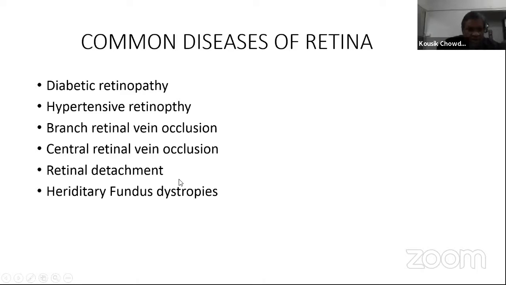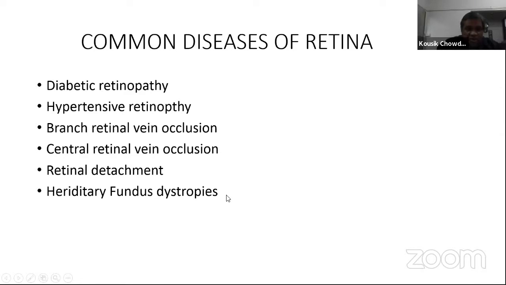Retinal detachment, again, is a common disease of the retina. Why is retinal detachment common especially in myopic patients? Patients who use minus power glasses usually complain of retinal detachments. And also after trauma, retinal detachment is very common. So retinal detachment is a common disease of the retina.